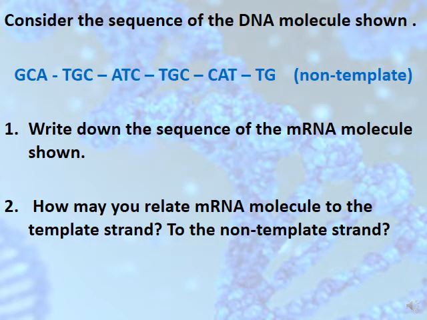Let's consider the sequence of the DNA molecule shown here. We have this sequence: GCA, TGC, ATC, TGC, CAT, and TG. This is called the non-template. Pay attention here to the names. This strand is given as the non-template. Maybe they will give you a strand called template. So what's the difference? Non-template is also called the non-transcribed.